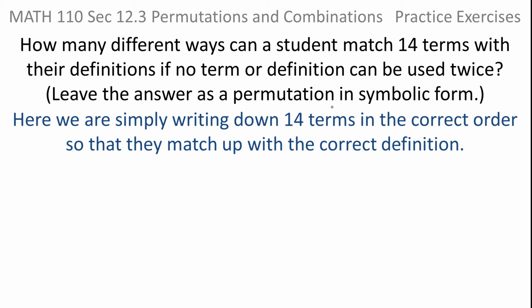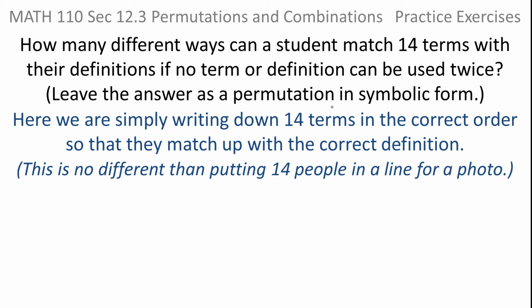We've got 14 terms, maybe they're just words, like set, union, intersection, there are 14 of them, and they're being matched with their 14 definitions. What is a set? A set is a collection of objects. So you've got 14 terms, 14 definitions, and you're going to draw an arrow from each term to its definition. So that's a one-to-one matching. That should tell you that this is a permutation problem, because that's no different than putting people in line.